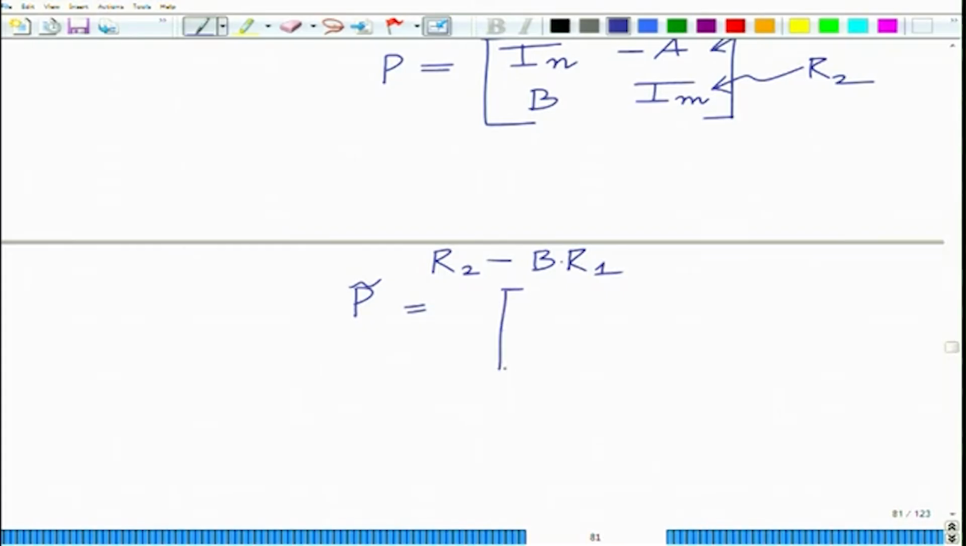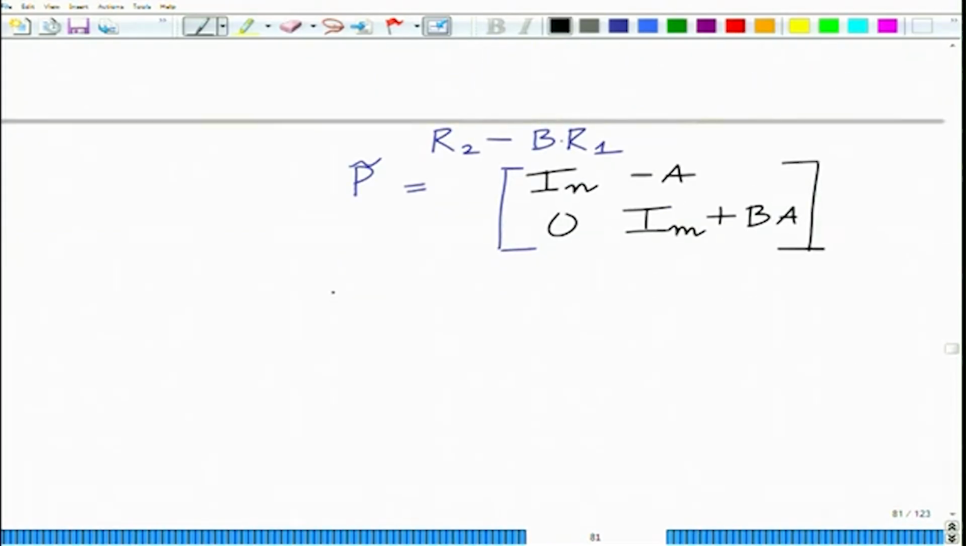So, you obtain the matrix P tilde, which is basically, well, first row remains unchanged, second row is B minus B times identity, which is 0, and I minus B times minus A, so that is I m plus B A.